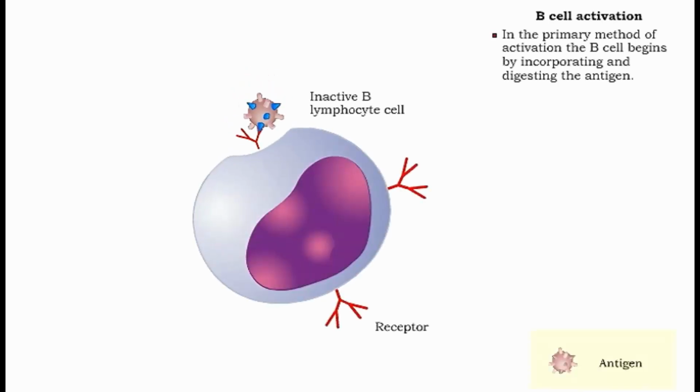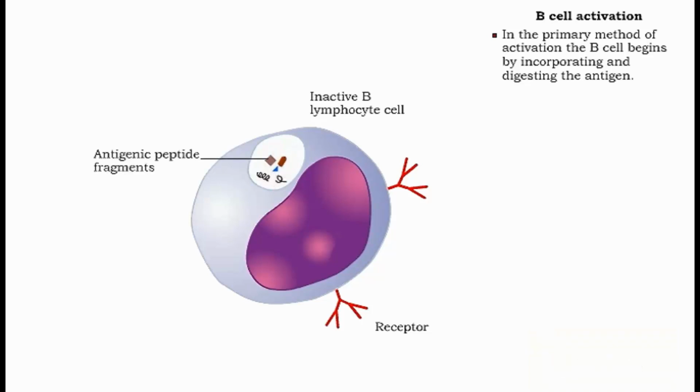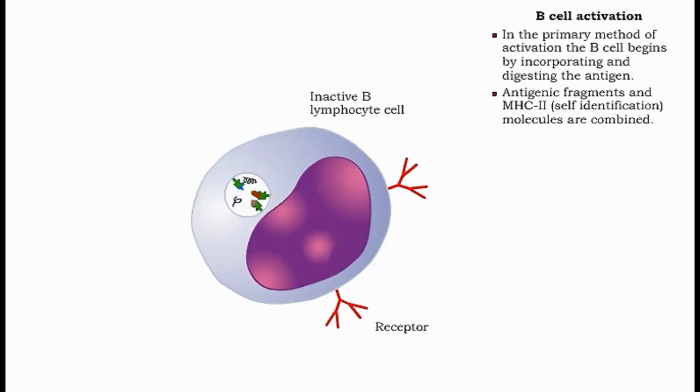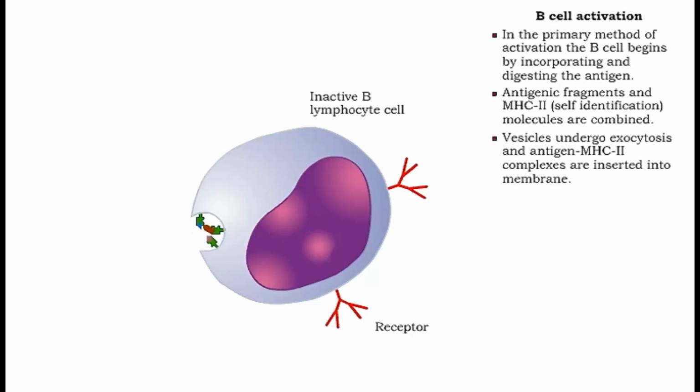B cells can act as antigen-presenting cells. They incorporate the antigen and digest the antigen. Vesicles containing peptide fragments fuse to vesicles containing major histocompatibility complex II molecule. The fragments and molecules then bind together. The vesicles undergo exocytosis and insert antigen MHC2 complexes into the membrane.